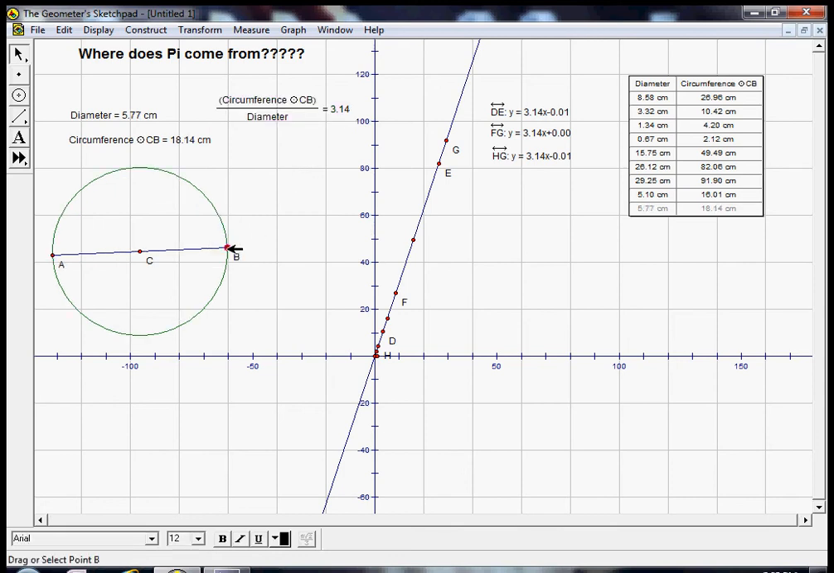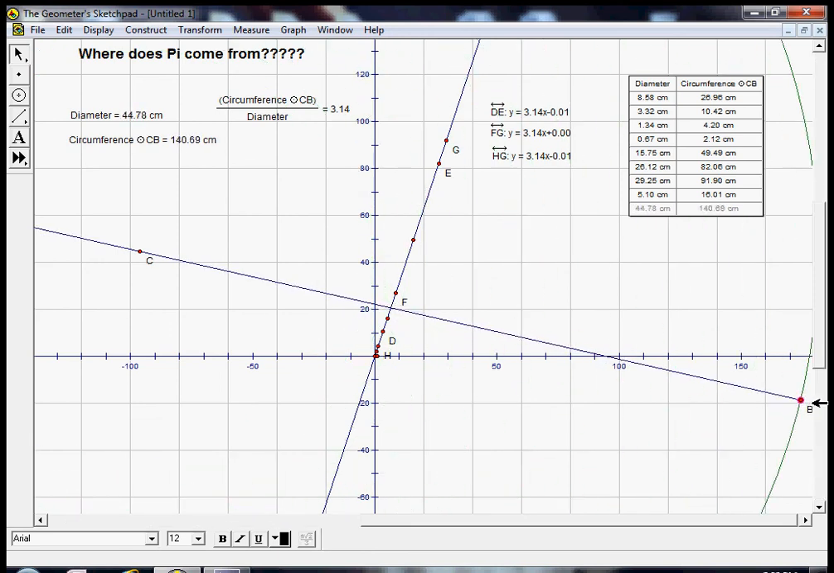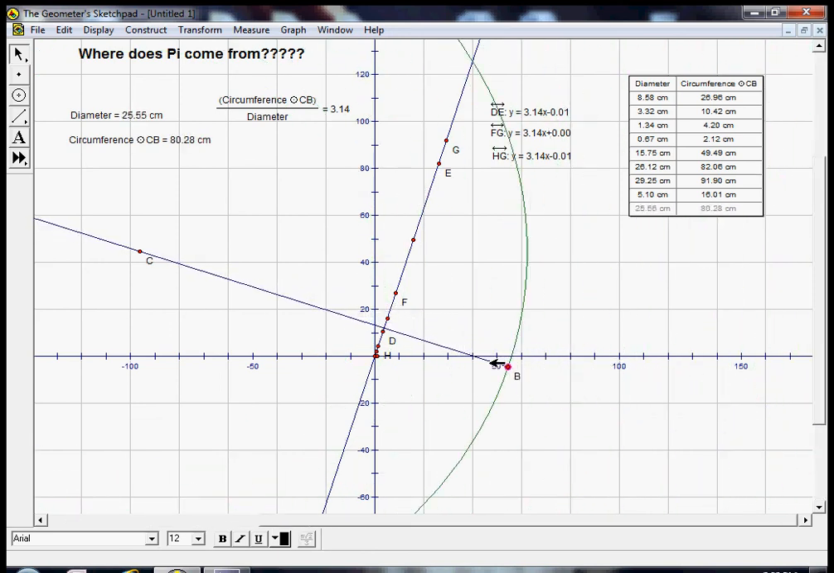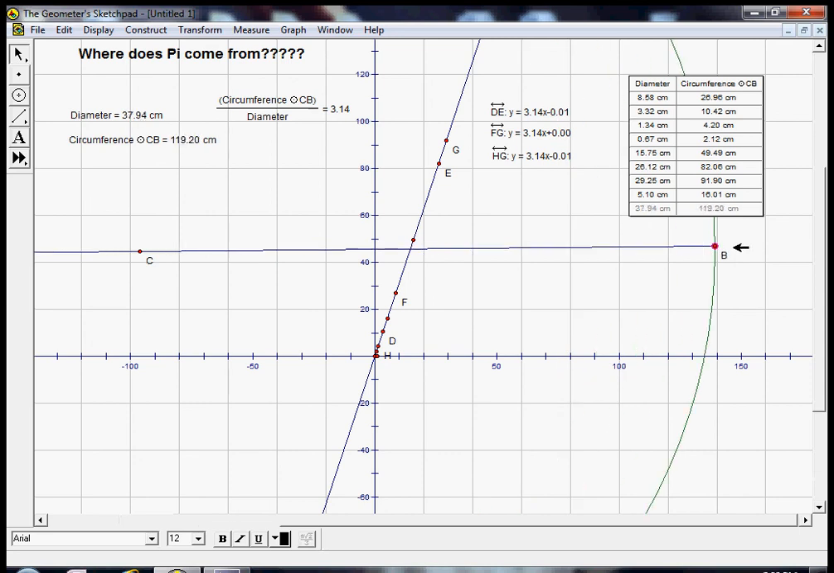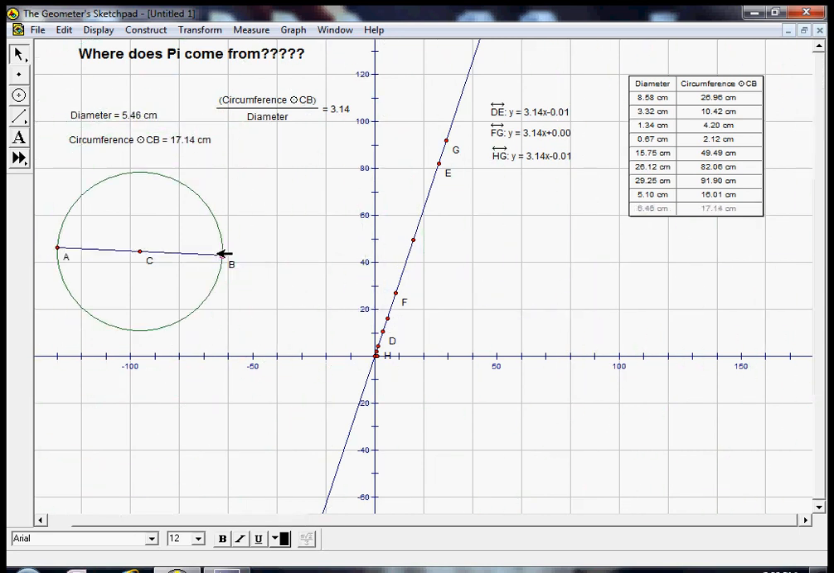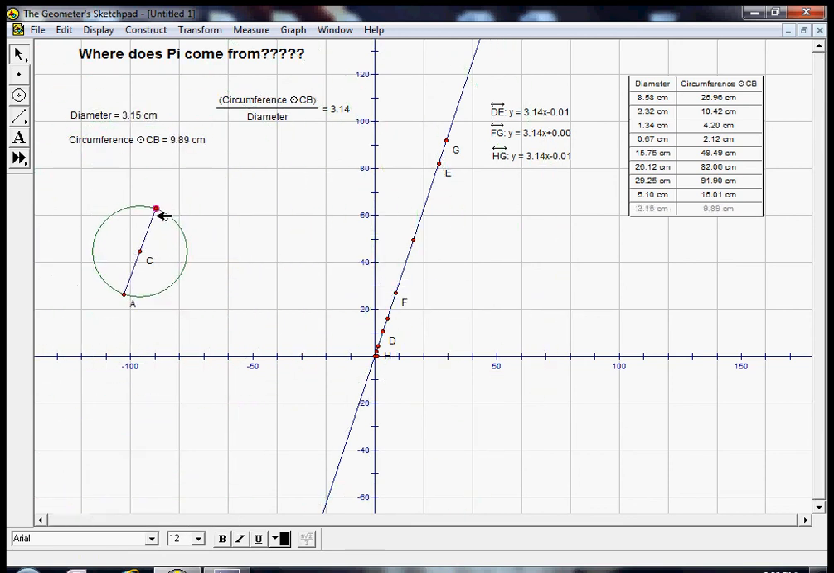Well, what happens when I change this? So my measurements are changing. I'm making my circle get really, really big, and now I'm making my circle get really, really small. So my diameter and my circumference measurements are definitely changing. But notice what's happening to the relationship between the circumference and the diameter. Look how it's staying right here at 3.14. Very, very interesting.